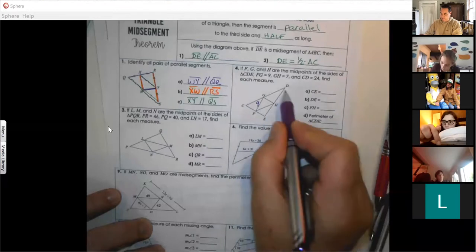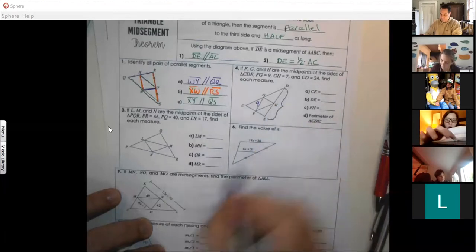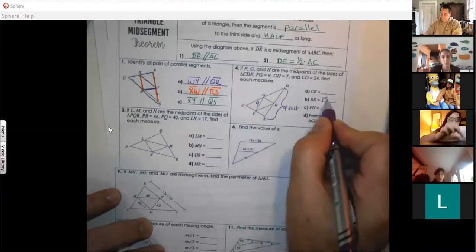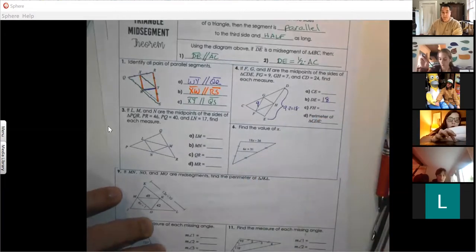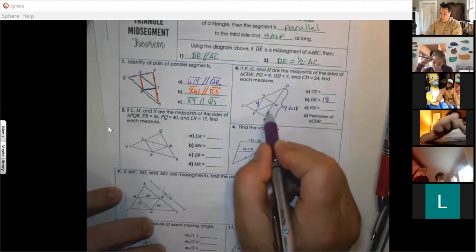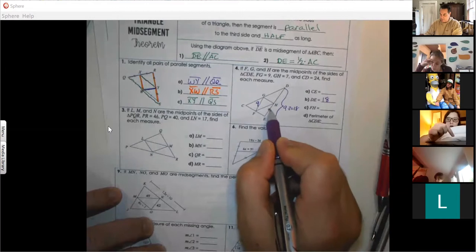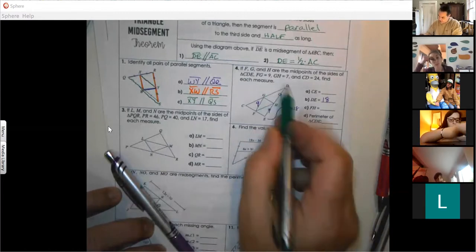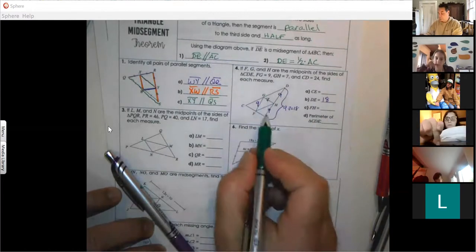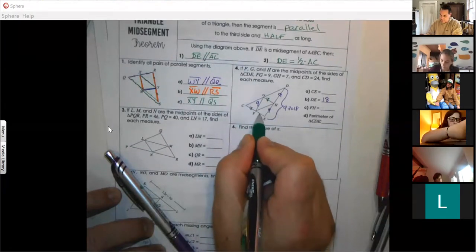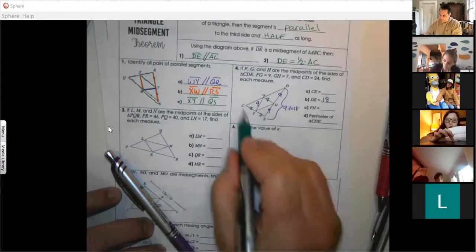So in other words, how long must DE be? Twice as long, or 18. And that makes sense because this little segment here has been bisected by H, so that each of these parts will be 9. And then they tell us that GH is 7. So we know that the side that's parallel to that has 2 little parts that are 7. And therefore the whole length CE would be 14.